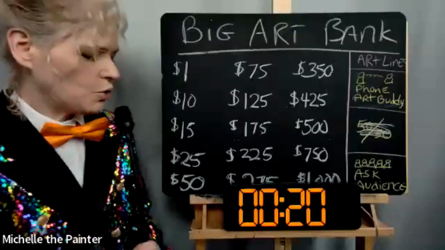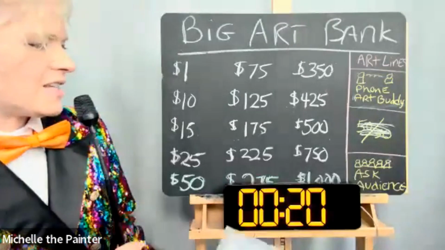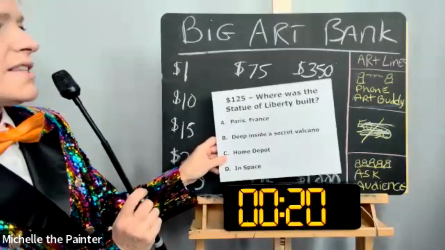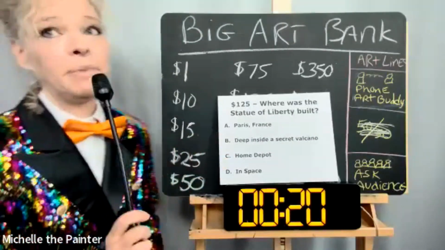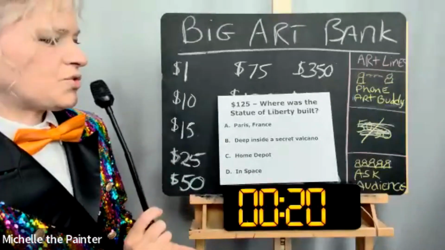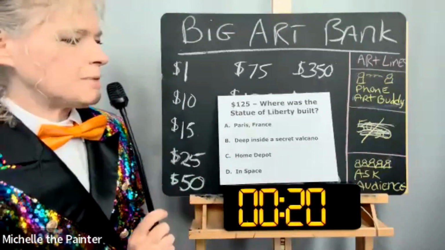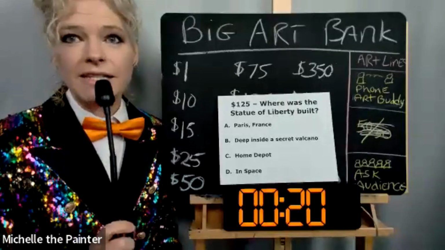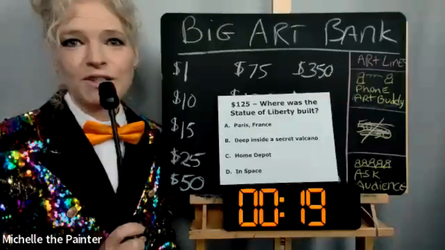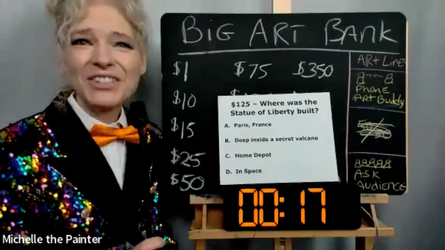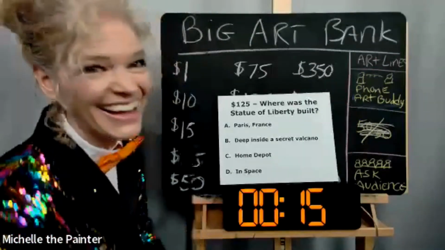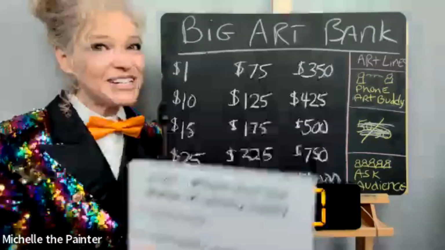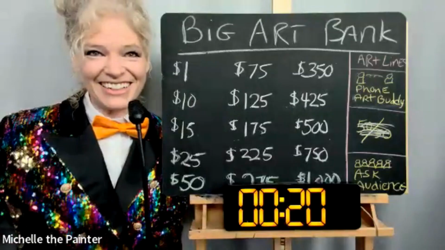All right. So your 125 question is, where was the Statue of Liberty built? A, Paris, France. B, deep inside a secret volcano. C, Home Depot. Or D, in space. You can answer the question. You are correct. Do you like how I had to actually look at that one? All right. So you have won $125.